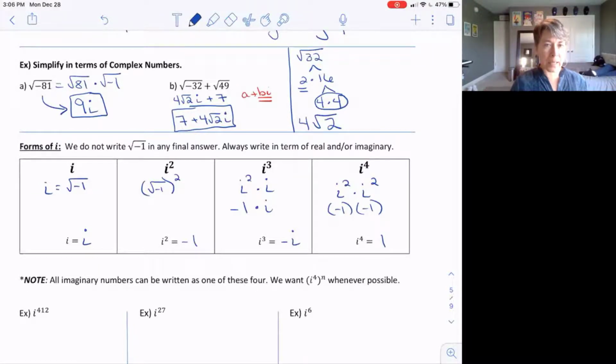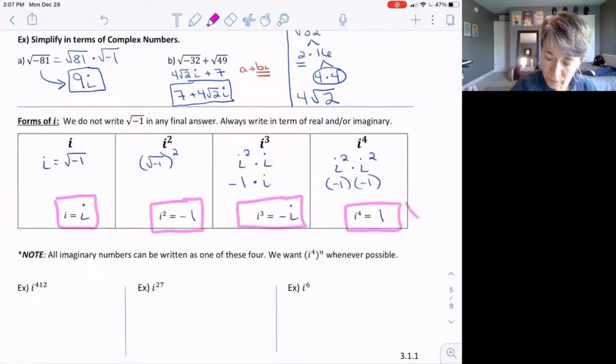Every i taken to any exponent will reduce to either i, negative i, or 1 and negative 1, because any number past i to the 4th can be written as one of these. That's pretty cool, right? So think of all of these. This one at the end is the nicest form to deal with. If possible, we want to write it in terms of i to the 4th power.